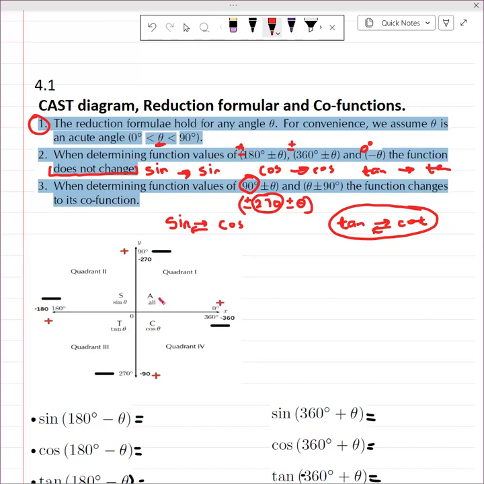All means all of them are greater than 0. So sine, cos, and tan, if we are in the first quadrant, are greater than 0. They are all positive in the first quadrant. But in the second quadrant, only sine is greater than 0, which means if you're in the second quadrant and you have a cos or a tan, you're going to have a negative. Then the third quadrant, only tan is greater than 0. So here, if you have sine or cos, they are going to be negative, and so on.